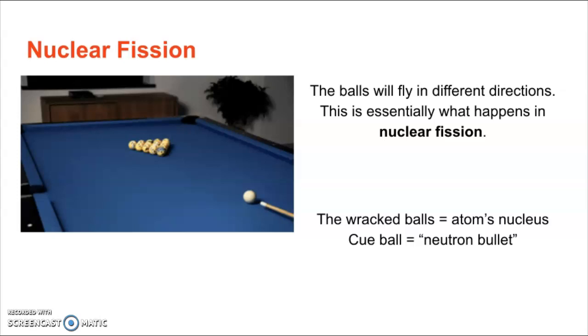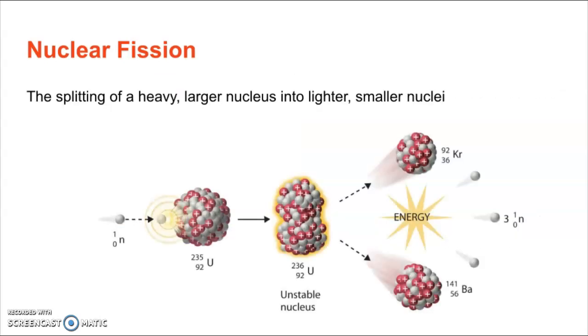This is essentially what's going to happen in nuclear fission. The racked balls represent the atom's nucleus, and the cue ball is what we call a neutron bullet. In this diagram, you see this reaction occurring. The neutron bullet, my cue ball, hits all my other balls, which is my atom nucleus. In this case, it's uranium. That's going to cause a split to produce two new atoms. Again, it's producing a lot of energy and giving off neutrons.